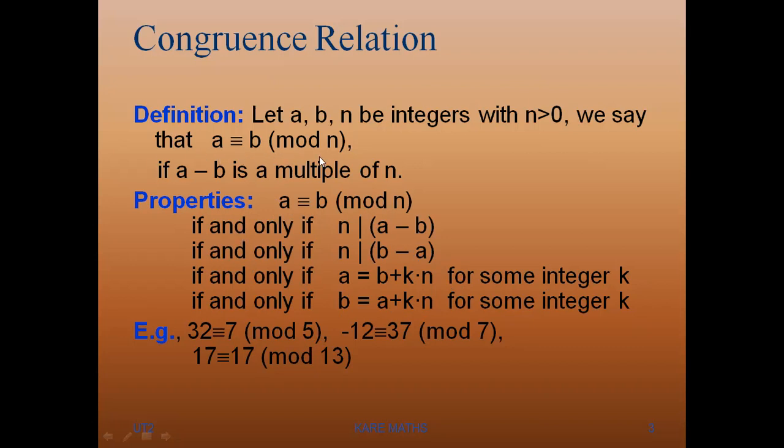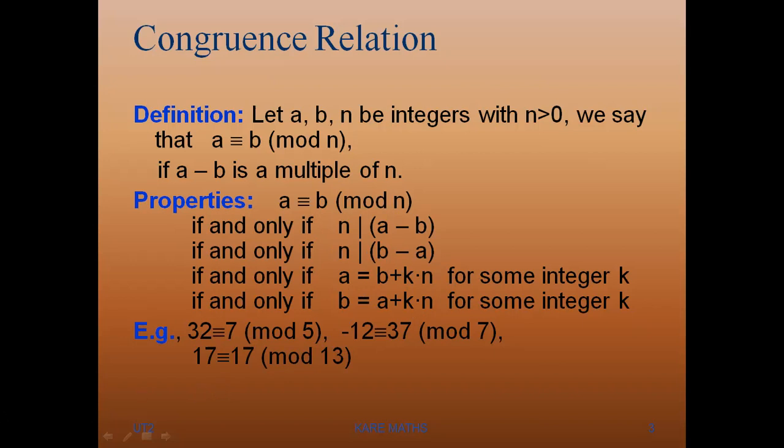A is congruent to B mod n if A minus B is a multiple of n. And these are the properties. n divides A minus B, that only you please remember. n divides A minus B, or n divides B minus A, or A is equal to K dot n plus B for some integer k, or B is equal to K dot n plus A for some integer k.